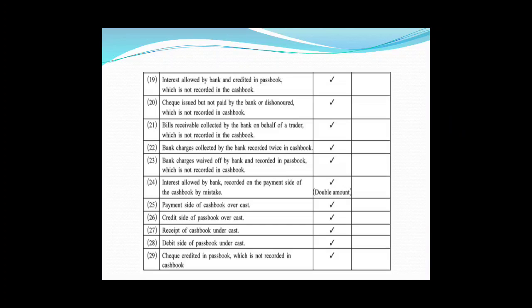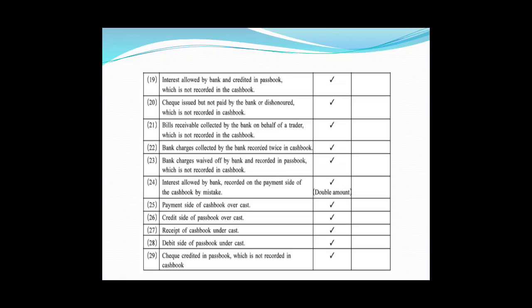What else? Payment side of cash book overcast. If the payment side, that is credit side, of cash book is overcast, that much of amount should be debited. Credit side of passbook overcast, that much of amount should be debited. Receipt side of cash book undercast, that is debit side of cash book undercast, we are supposed to debit it with that amount, and if debit side of passbook is undercast, then again we are supposed to debit that much of amount in our bank reconciliation statement.